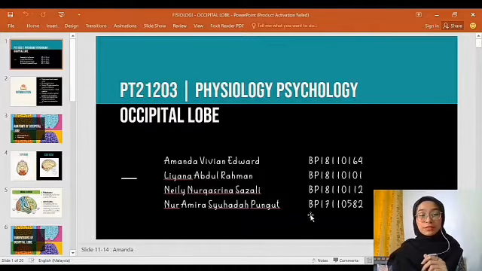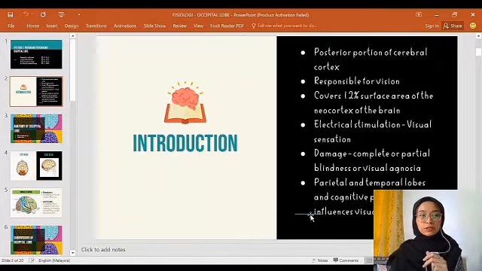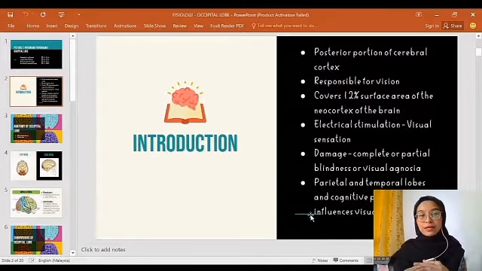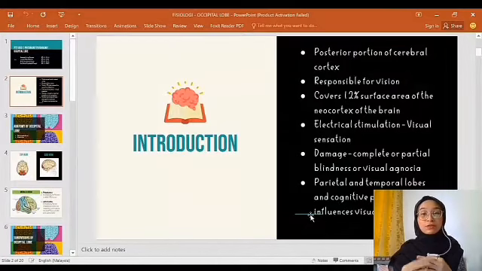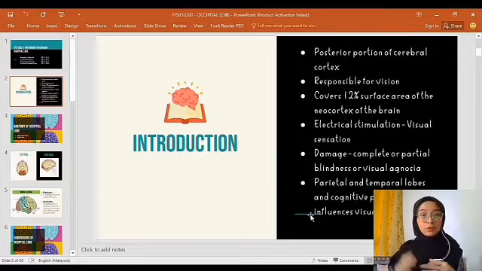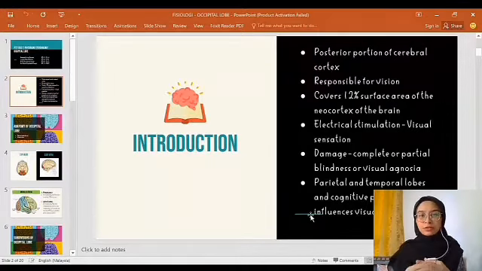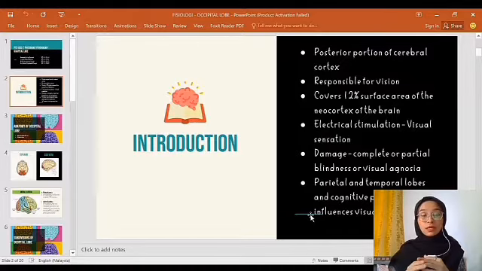Our topic is the occipital lobe, and I'll be doing the introduction as well as treatments of damage towards the occipital lobe. Introduction. The occipital lobe is located at the posterior portion of the cerebral cortex. This lobe is mainly responsible for human vision. It covers 12% of the surface area of the neocortex of the brain. It produces electrical stimulation via visual sensation. Damage to the occipital lobe can lead to complete or partial blindness, or it can be diagnosed as visual agnosia.